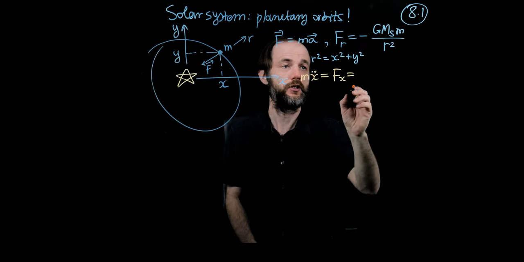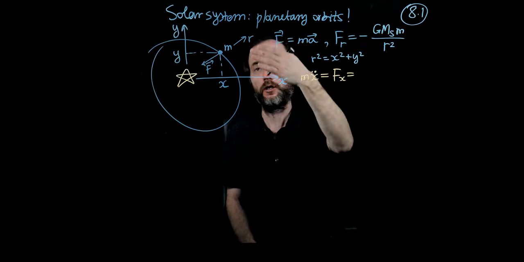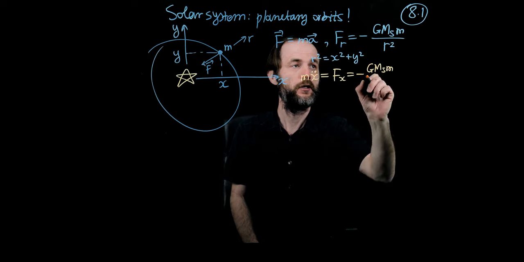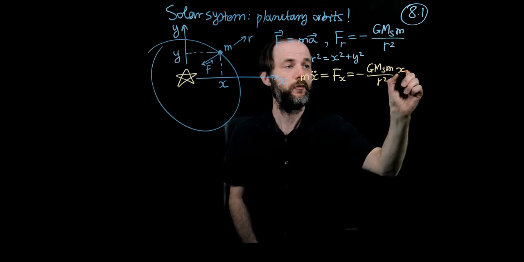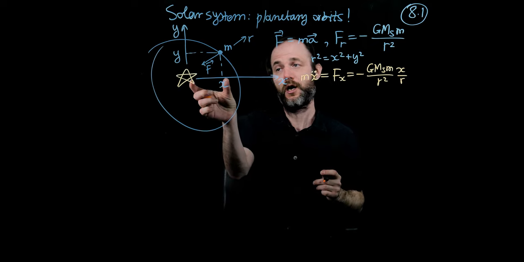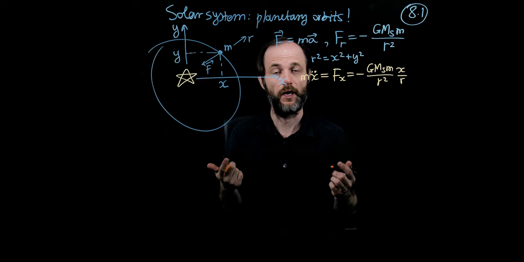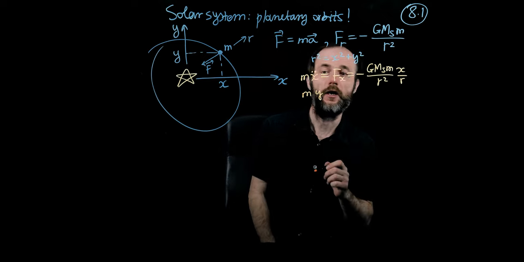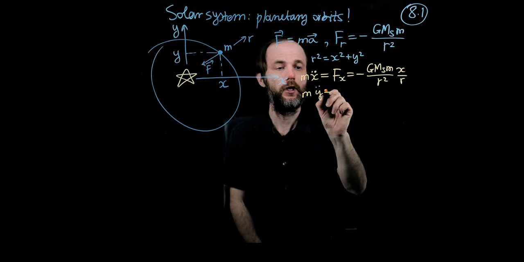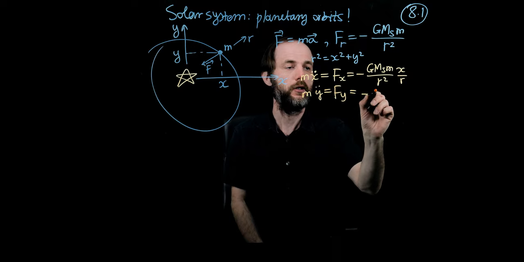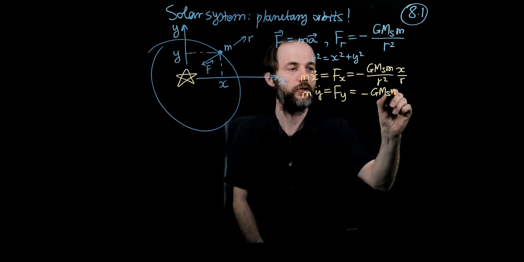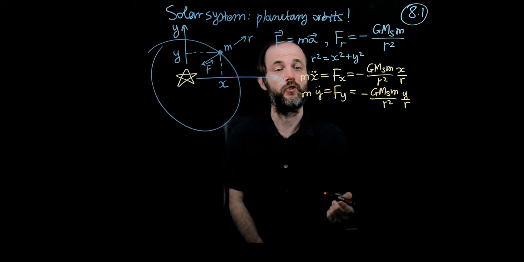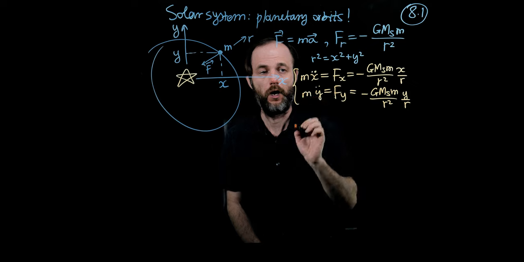And at the same time, the force in the x direction will be that, but projected onto the x direction. And so that will be minus G M star, m of the planet, divided by the square of the radius, and multiplied by x over r, which will be the cosine of the angle that the planet direction makes with the x-axis. Similarly, we're going to have m y double dot equal to F_y, equal to minus G mass of the star times mass of the planet divided by r squared times y over r. So these are our equations of motion.